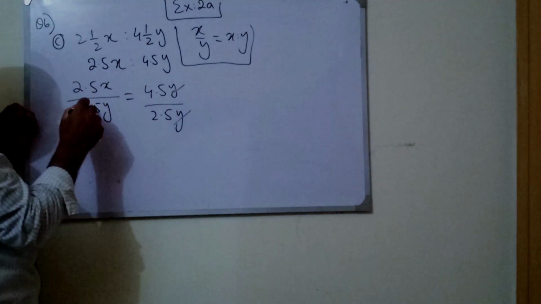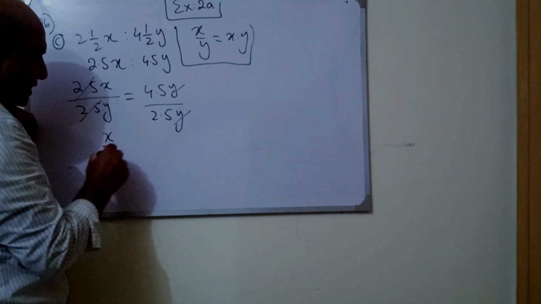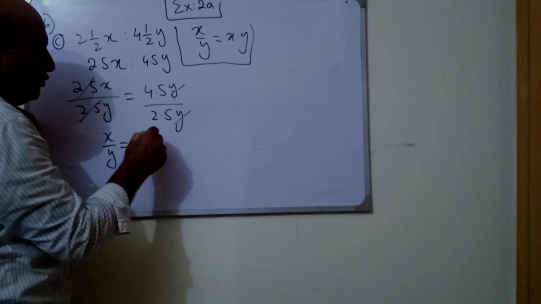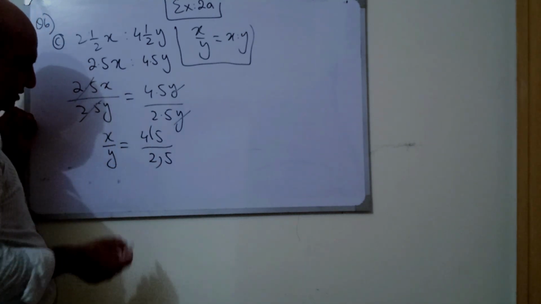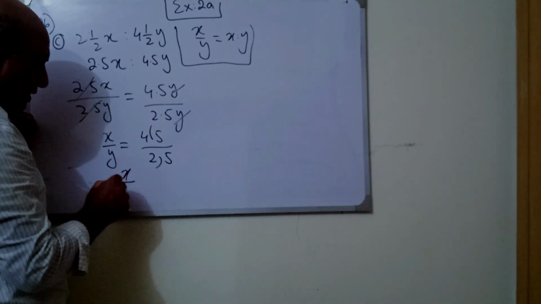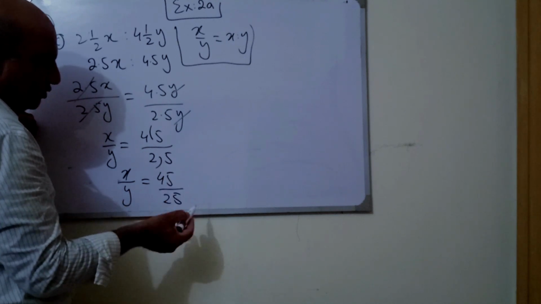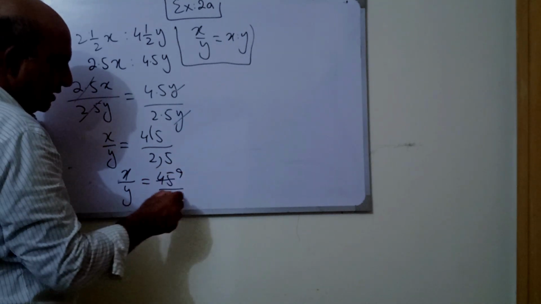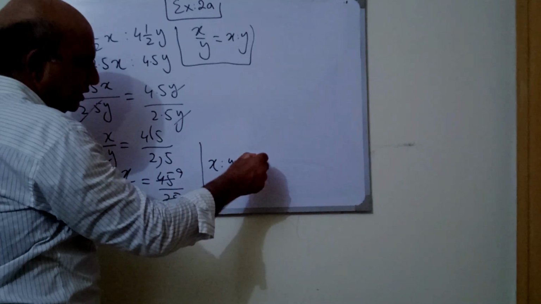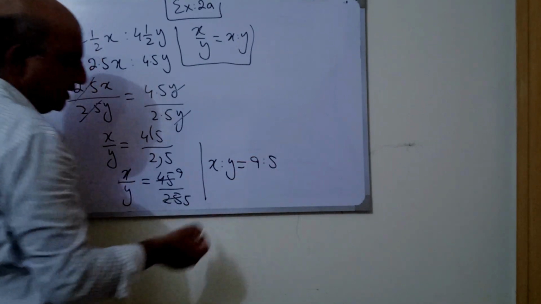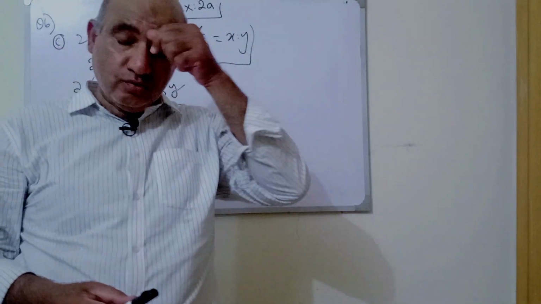Here y cancels, here 2.5 and 2.5 cancel. So we write it as x over y is equal to 4.5 over 2.5. The decimal is cancelled with the decimal, so we have x over y is equal to 45 over 25, or you can write it as 5 9s are 45 and 5 5s are 25. So the answer is x ratio y is equal to 9 ratio 5, or x over y is equal to 9 over 5. Okay, now I'm going to solve the next question, dear students.